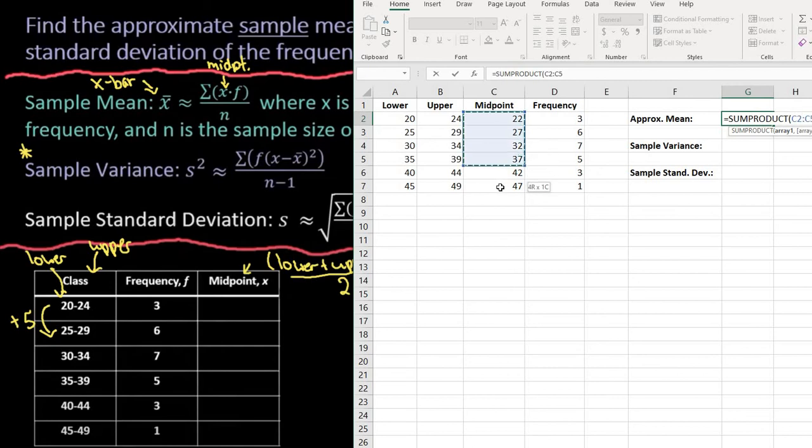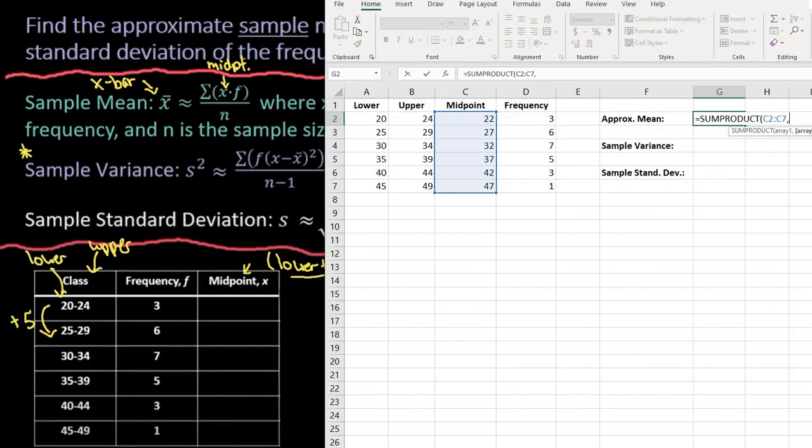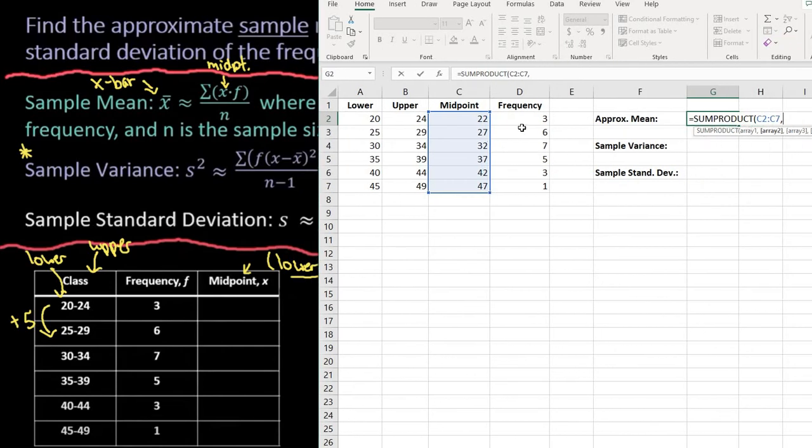So I want to use my midpoint values, and then I'm going to say comma, and you can see the values up here. I know it's kind of hard to see. Let me move it over just a tad. All right, and then I'm going to highlight my frequency, so the SUMPRODUCT C2 through C7, and then I'm going to highlight my frequencies and close my parentheses, and I need to divide it by n.